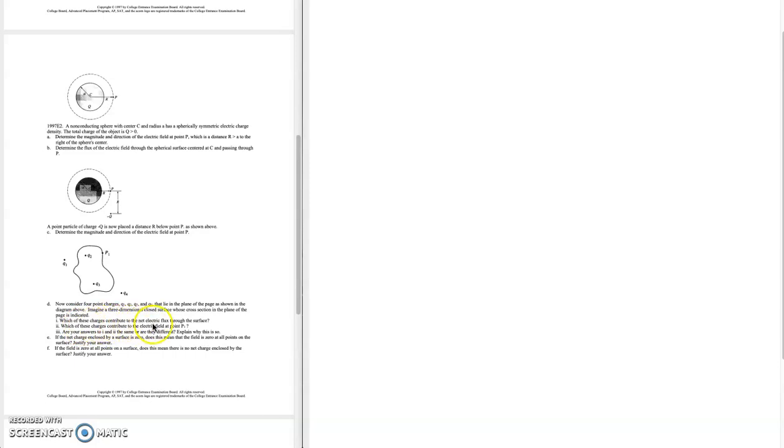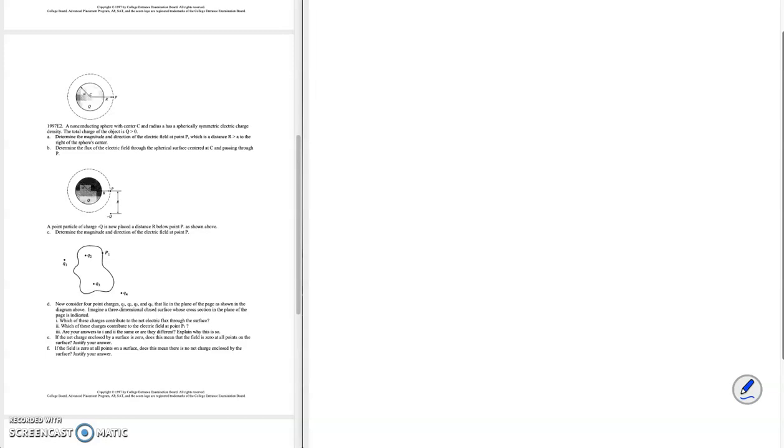Which of these charges contribute to the net electric flux through the surface? Okay, so 1 and 4 are both outside. If we draw an electric field line from 1, in an arbitrary direction, we can see that on the left side of the surface the field line goes in, and on the right side that line comes back out. So the net flux from Q1 across this surface is 0, because we go in and then come out. The same thing will happen with Q4.